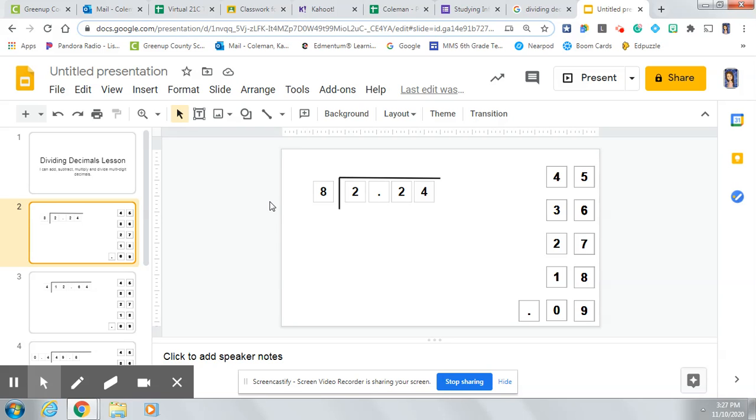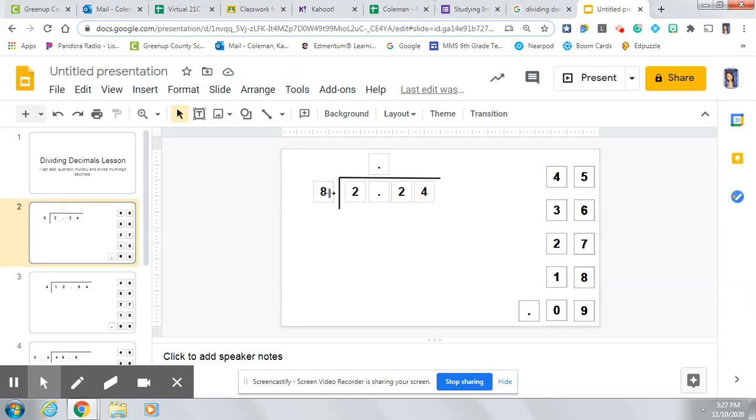So in this example, we have 2 and 24 hundredths divided by 8. The decimal is in the dividend. We do not have a decimal in our divisor. Since we're dividing by 8, I want to know how many times can 8 go into 2 wholes and 24 hundredths. The decimal point always goes straight up into our answer. So I'm going to go ahead and put that decimal point up there. And then we divide like we would normal.